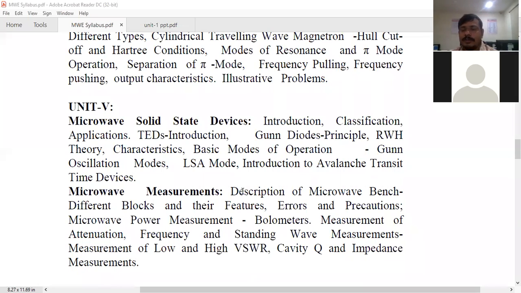In our normal diodes, if you take the PN junction diode, what happens? By increasing the input voltage to the diode, after some threshold the current also increases. What happens in the Gunn diode? By increasing the input voltage up to a certain level, the current also increases. Both are directly proportional.